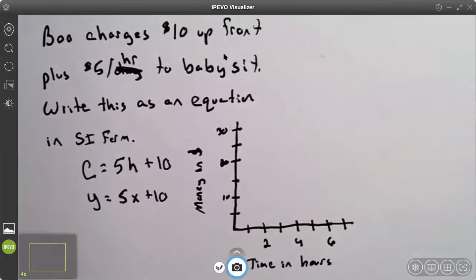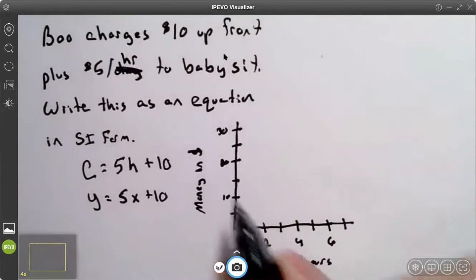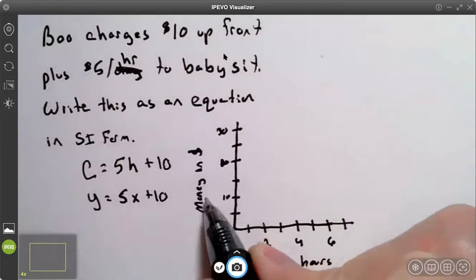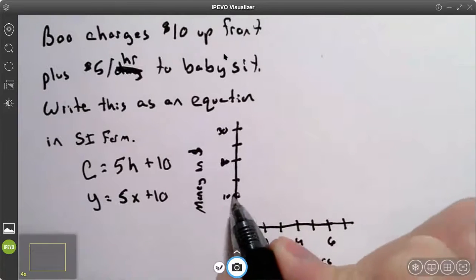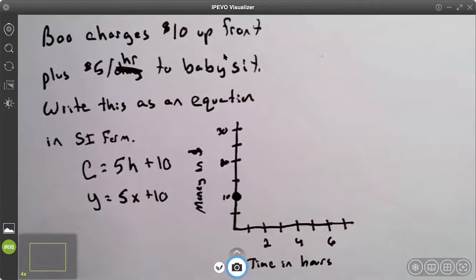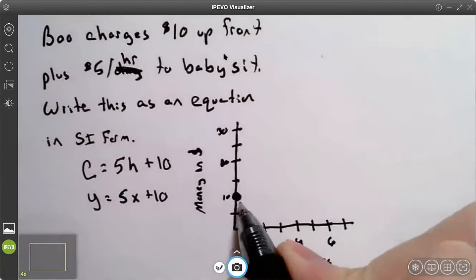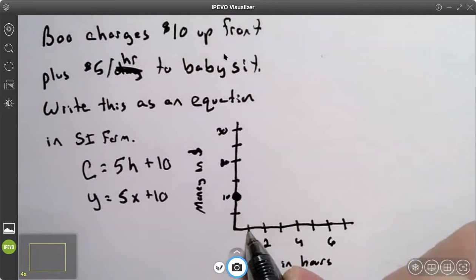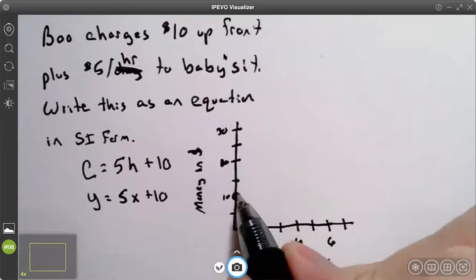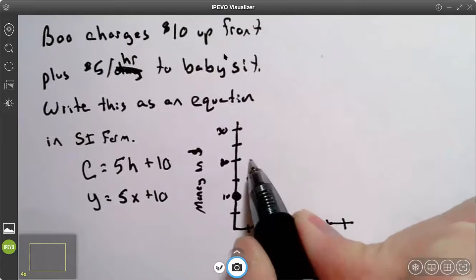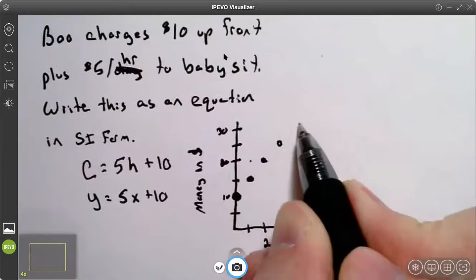Time is going to tick on no matter what happens. The Y axis is dependent. How much money you make depends on how much time you spend babysitting. So when I graph this one, Boo charges $10 up front. That's for her lunch. Then she charges an additional $5 per hour. So every time she babysits 1 hour, she makes $5 more. Remember, vertically, these are worth $5 each. So she would rise $5, run 1 hour, rise 5, run 1, rise 5, run 1.